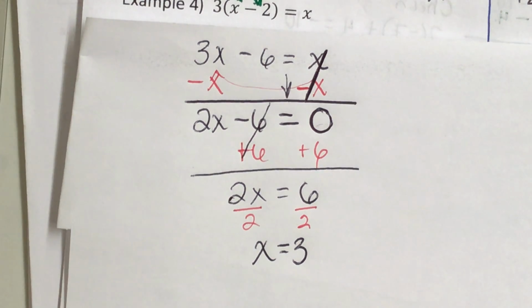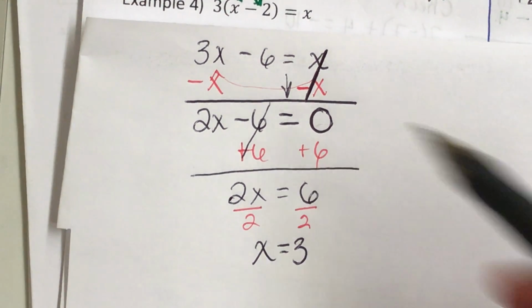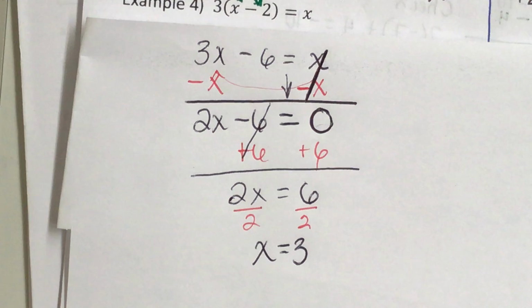So the difference in doing it this way, it created one extra step for us. But like I said, if you did not put the 0 there, you would have had a hard time finding the value of x. And there's a good chance you would have got a -3 instead of a +3.